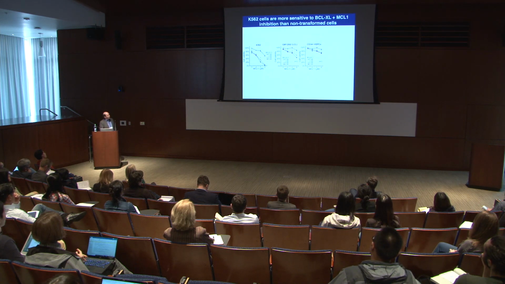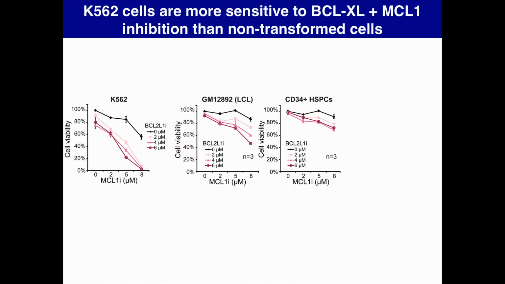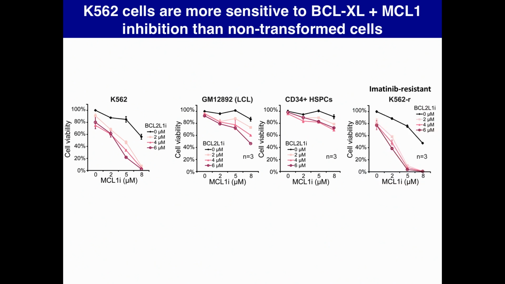We could see this in K562, which is a BCR-ABL CML line. But it was nice to see that they were not just globally toxic. So we added these two drugs in LCLs or in primary CD34 positive hematopoietic stem cells, and we really don't see very much synthetic lethality at all, which was comforting because you don't want to just kill everything. But what was even nicer is if you create an imatinib resistant K562 line, you can see that these two drugs are even more synthetic lethal in that background.